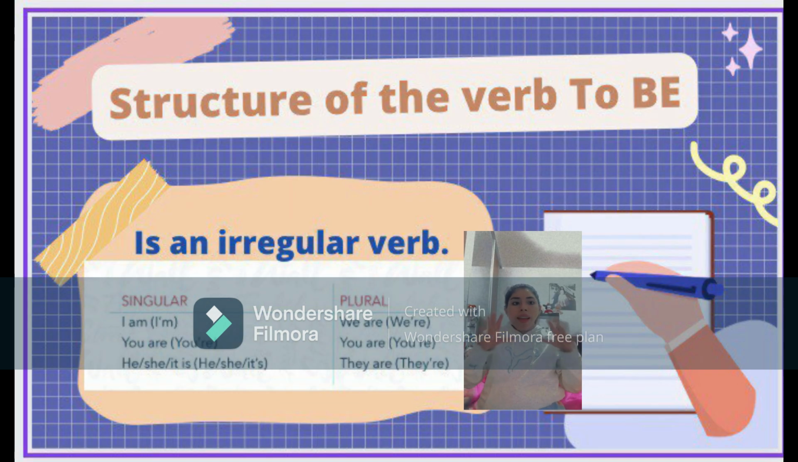Let's see now the structure of the verb to be. The verb to be is an irregular verb. In the present simple it has three different forms. Its structure in the singular form is I am, you are, she, he, it is, and in the plural form is we are, you are, and they are. As you can see, there are contractions that are used frequently in spoken English and in informal writing.